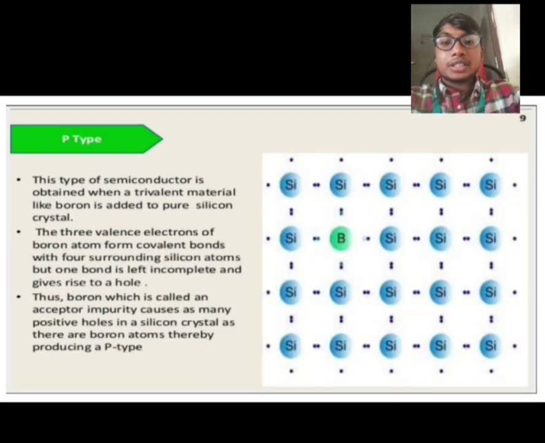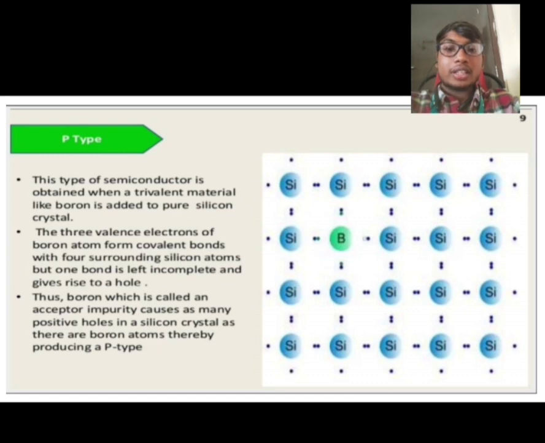And p-type. This type of semiconductor is obtained when a trivalent material like boron is added to a pure silicon crystal. The 3 valence electrons of the boron atom form covalent bonds with 4 surrounding silicon atoms, but one bond is left incomplete and gives rise to a hole. Thus boron, which is called an acceptor impurity, causes as many positive holes in a silicon crystal as there are boron atoms, thereby producing a p-type.